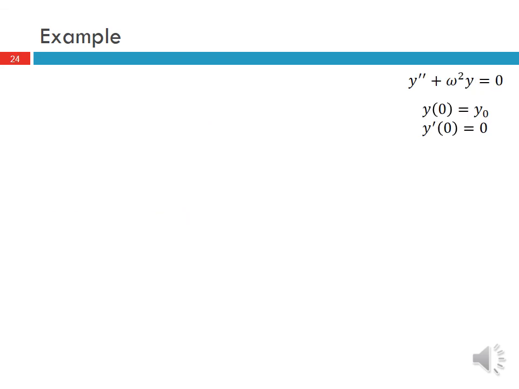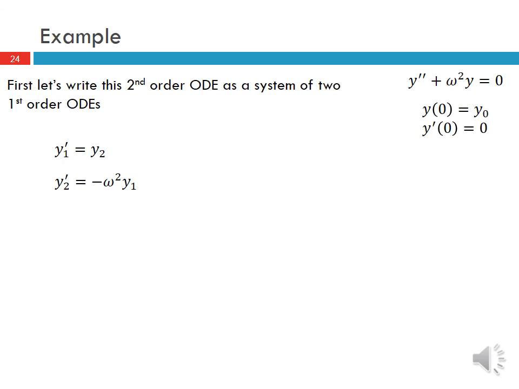So this is a second order ODE, so the first thing we need to do is write it as a system of two first order ODEs. So we can define y1 prime is equal to y2 and y2 prime is equal to minus omega squared y1, with these initial conditions. So y1 of 0 is equal to y naught and y2 of 0 is equal to 0.